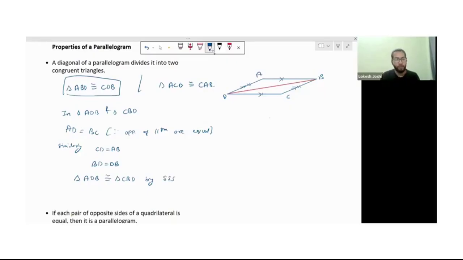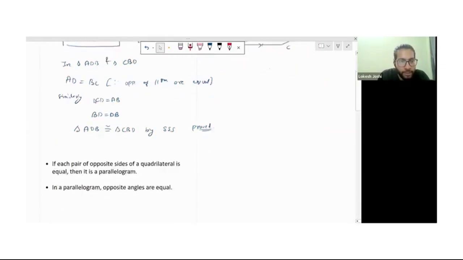You can check this one by yourself. So it's proved for us that a diagonal of a parallelogram divides it into two congruent triangles. So that's one for the diagonal BD. You can try the other, and it will be done in the same way. So I hope this property is clear to you.